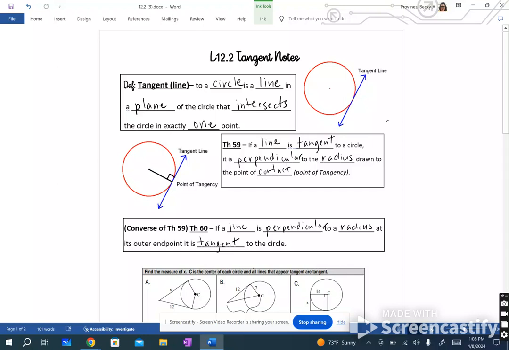Hi, today we're going to go over lesson 12.2 over tangents. So a tangent itself is a line, and that line will touch the circle at one point.